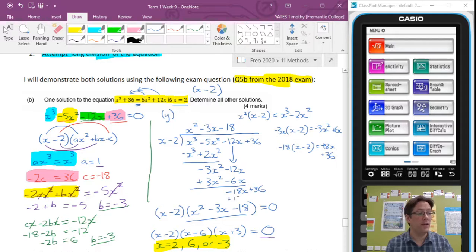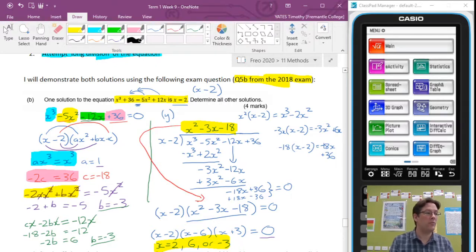So it would be plus 18x take 36, and that equals 0. Then we're left with nothing, which is exactly what we want here. So that means that after I factorize it, taking the x minus 2 out, I'm left with this, and that is exactly the same as the answer I got down here. So x squared minus 3x minus 18.